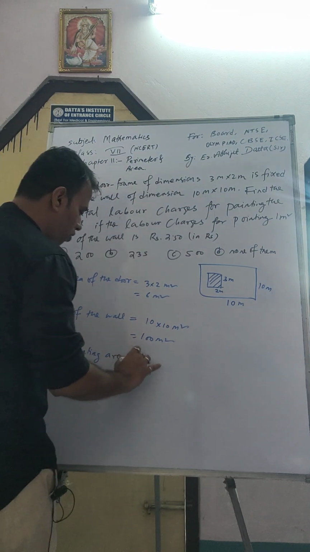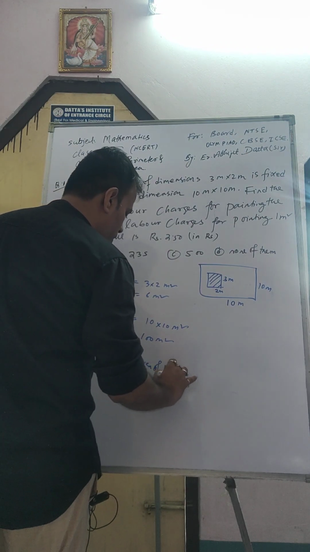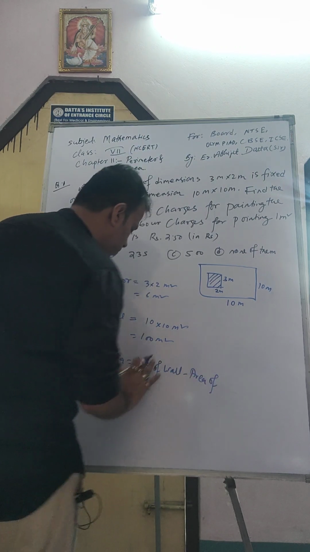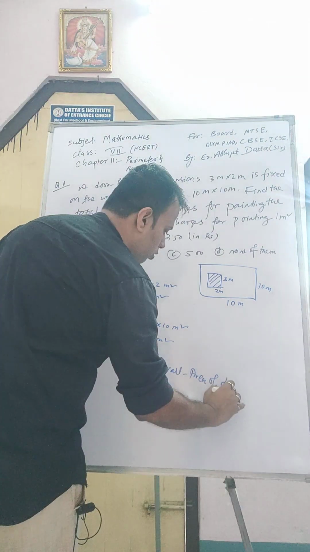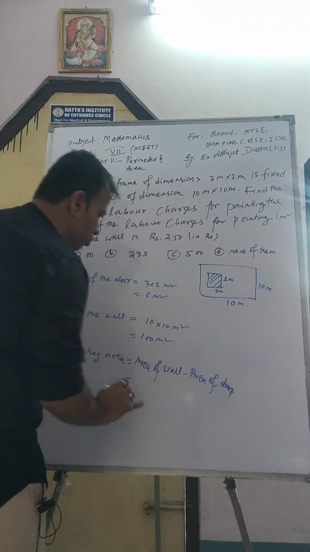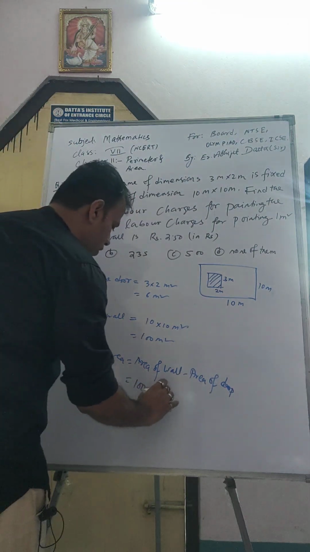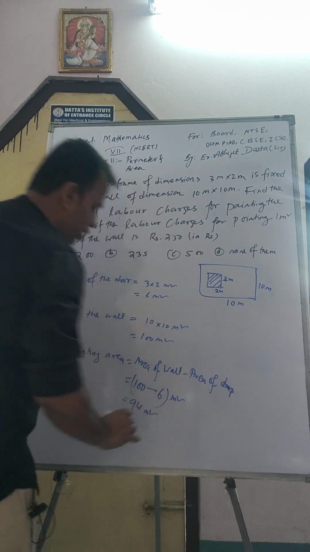Equal to area of wall minus area of what? Area of wall minus area of door, okay. So door area we have to subtract. So area of wall is what? 100, and area of door is 6. So it will be, sir, 94 meter square, okay.